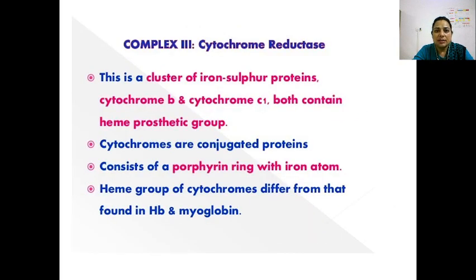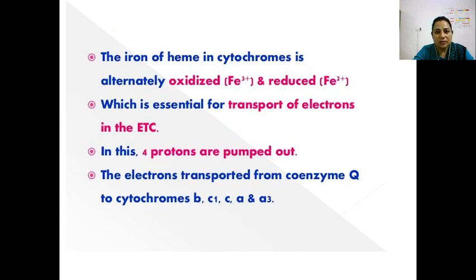Then about complex 3, that is cytochrome reductase. This is a cluster of iron sulfur proteins, cytochrome b, cytochrome c, cytochrome c1, both contain heme prosthetic group. Cytochromes are conjugated proteins, consisting of the porphyrin ring with iron atom. The heme group of the cytochromes differs from that found in hemoglobin and myoglobin. The iron of the heme in cytochromes is alternately oxidized or reduced, which is essential for the transport of electrons in the electron transport chain. In this, 4 protons are pumped out.